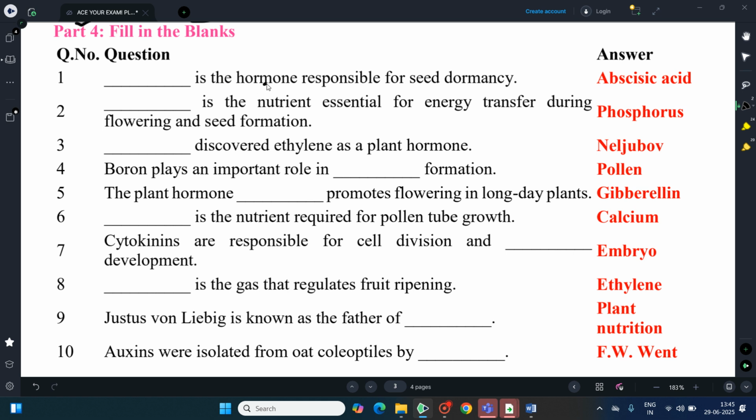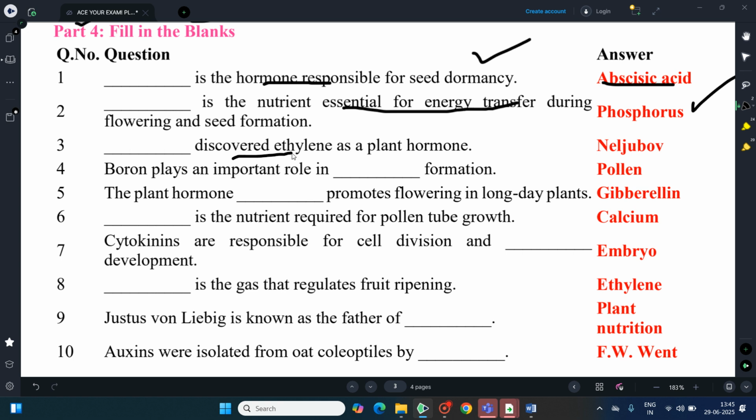The hormone responsible for seed dormancy is blank, abscisic acid. It's mostly frequently asked questions; that is what is being repeated. The nutrient essential for energy transfer is blank. That is also a frequently asked question. Phosphorus.